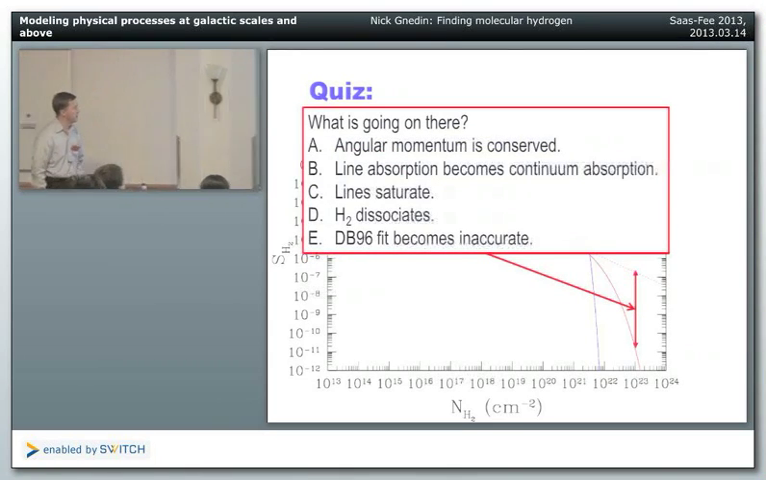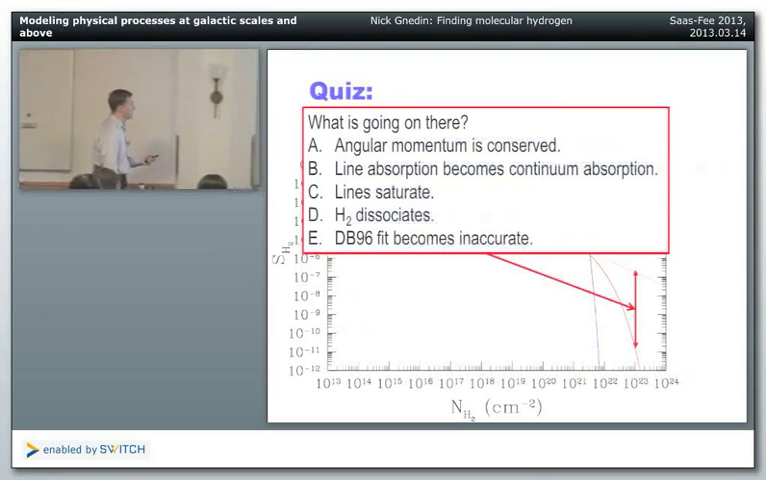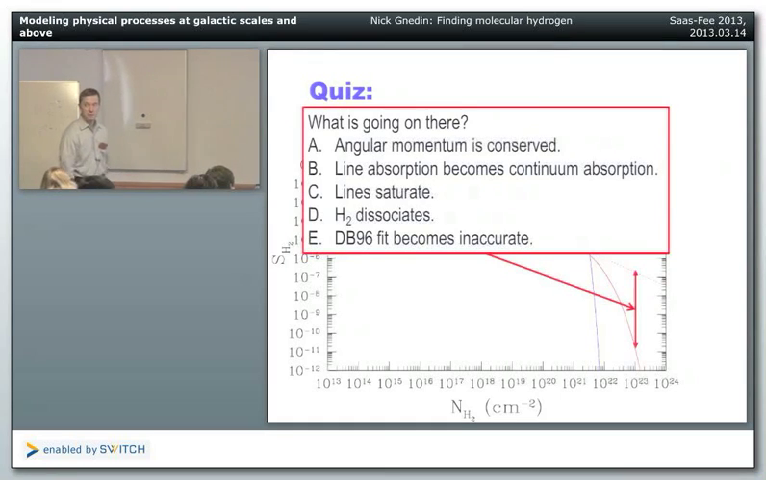So what's going on here? The second question, line absorption becomes continuum absorption. Lines saturate, H2 dissociates, and then this fit becomes inaccurate.